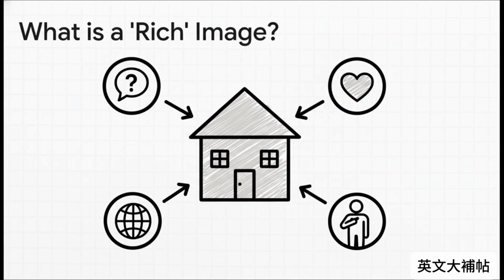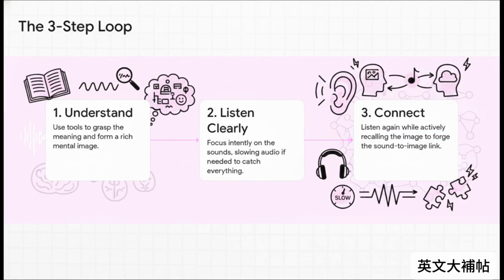So how do we make that mental image powerful enough to really stick? We make it rich. A rich image isn't just a flat picture. It has layers. It has the backstory, the emotions you feel when you see it, any cultural stuff like idioms, and maybe most importantly, how it links to your own memories and experiences. This brings us to the three-step loop you're going to use for every sentence.